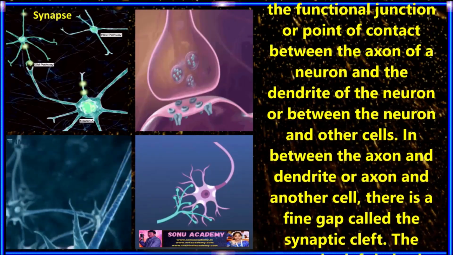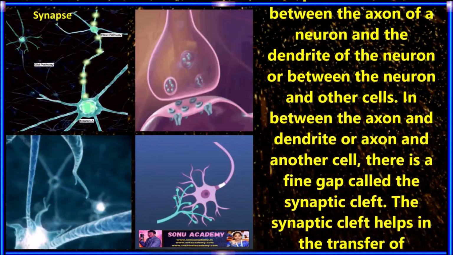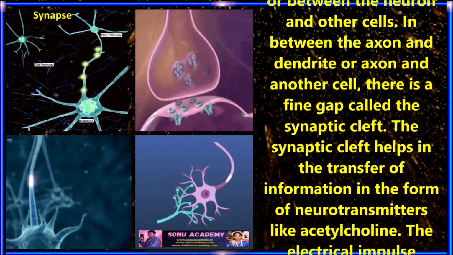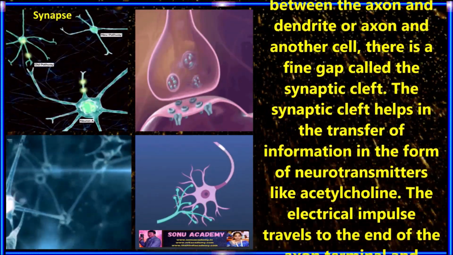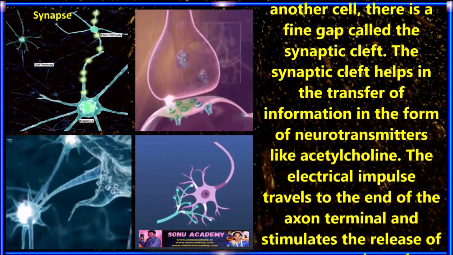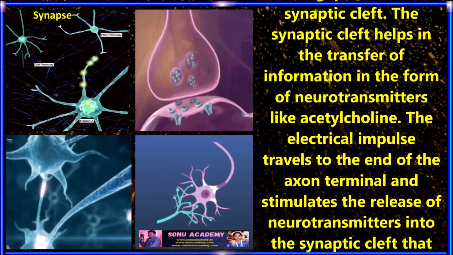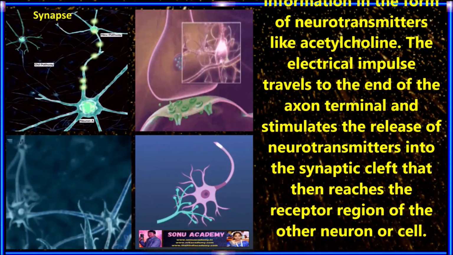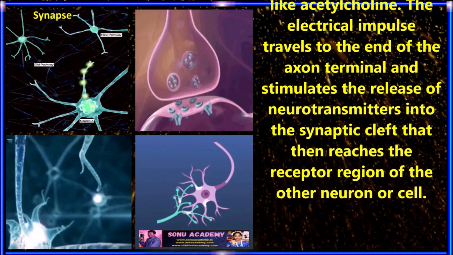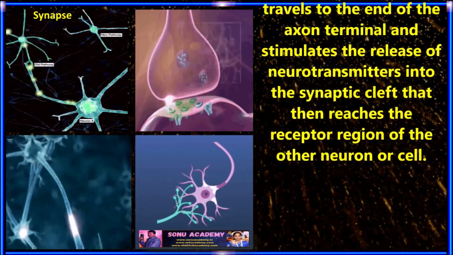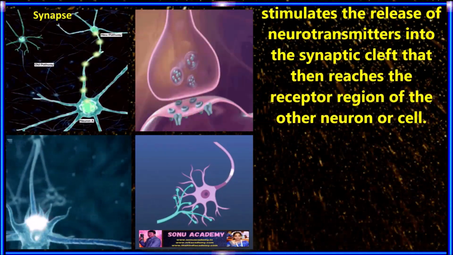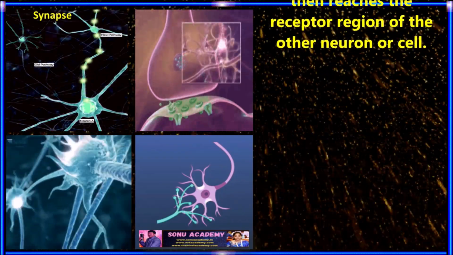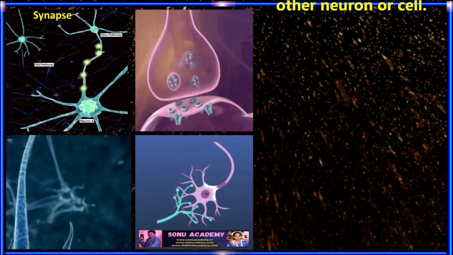In between the axon and dendrite, or axon and other cell, there is a fine gap called the synaptic cleft. The synaptic cleft helps in the transfer of information in the form of neurotransmitters like acetylcholine. The electrical impulses travel to the end of the axon terminal and stimulate the release of neurotransmitters into the synaptic cleft, which then reach the receptor region of the other neuron or cell.